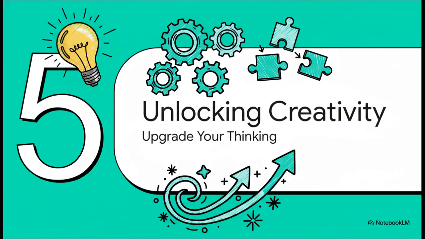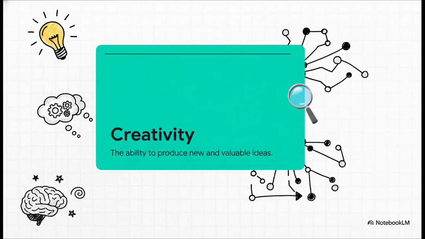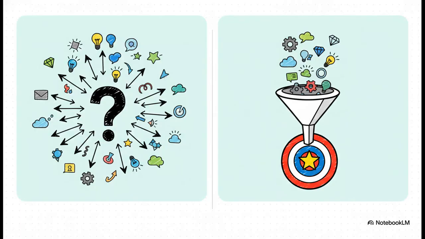Okay, so we've seen how our minds file away information, and we've definitely looked at a few of its common glitches. But it's not all bugs and errors. How can we actually upgrade our mental software so we can think more creatively? At its heart, creativity is simply the ability to produce ideas that are both novel and valuable. And the really good news is, it's not some kind of magical gift that only a few people are born with. It's a process, and it relies on specific ways of thinking that, honestly, all of us can practice and get better at.